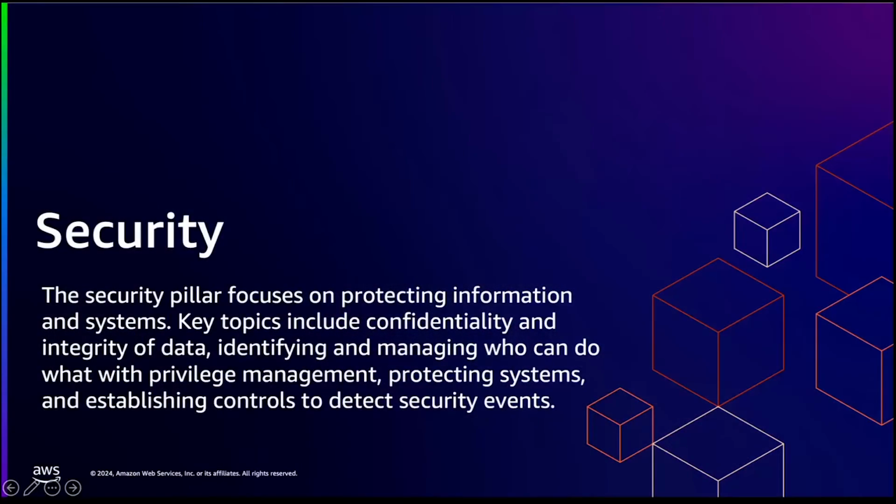The security pillar of the well-architected framework focuses on protecting information and systems. The key topics under this pillar include confidentiality and integrity of data. That means identifying and managing who can do what with privilege management. It also includes protecting your systems by establishing controls to prevent a security incident, detect security events as they happen, and collect data to inspect them.